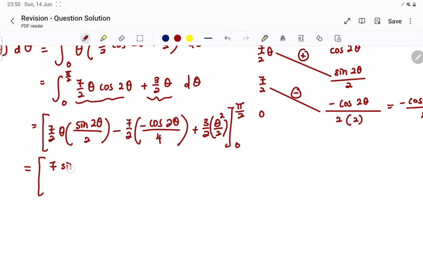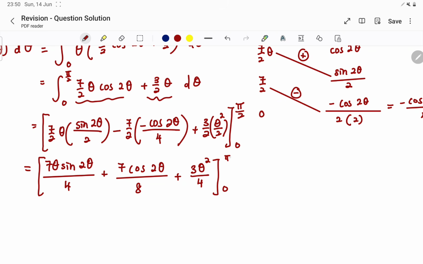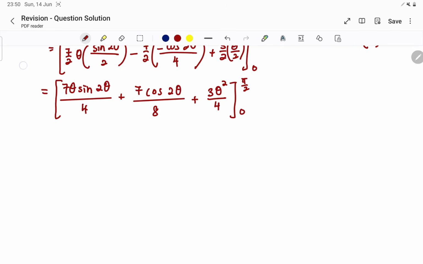So 7θ multiplied with sin 2θ divided by 4, plus 7 cos 2θ divided by 8, plus 3θ squared divided by 4, from 0 to π/2. And then here you can substitute the values inside, substituting the upper limit first.